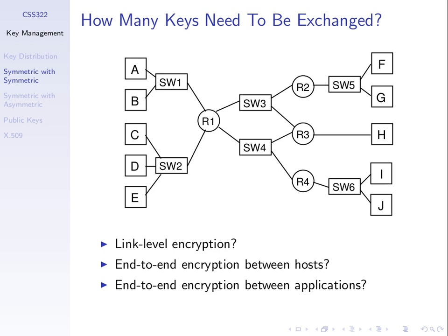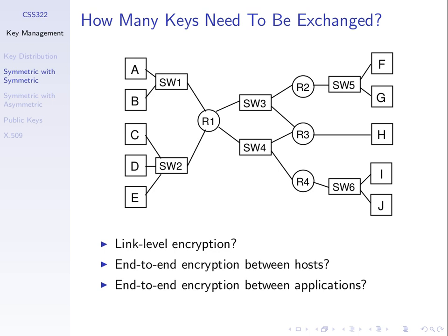What if we want to use end-to-end encryption? A wants to communicate with F. A encrypts the data, sends it to the switch, the router, the switch 3, router 2, switch 5. F receives the ciphertext, decrypts. For that to work, A and F need to share a secret key. What if we want to allow any host, A through to J, to communicate securely with any other hosts? How many shared secret keys do we need?